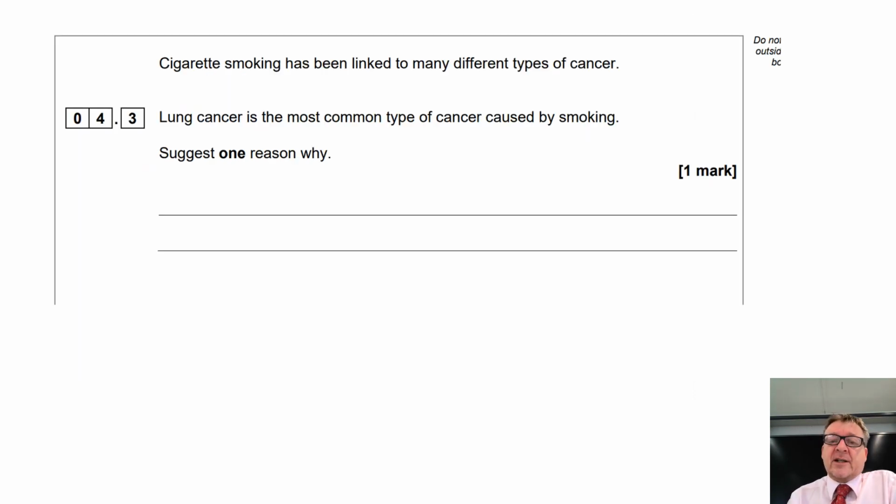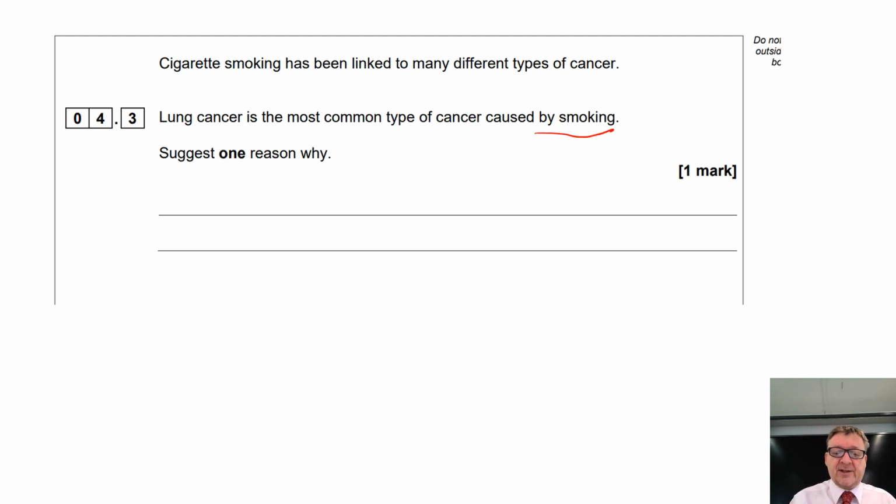Cigarette smoking has been linked to many different types of cancer. Oh, right, so you don't just get lung cancer, you get liver cancer and blood cancer and all sorts of different cancers. It's a smart thing to do. Lung cancer is the most common type of cancer caused by smoking.